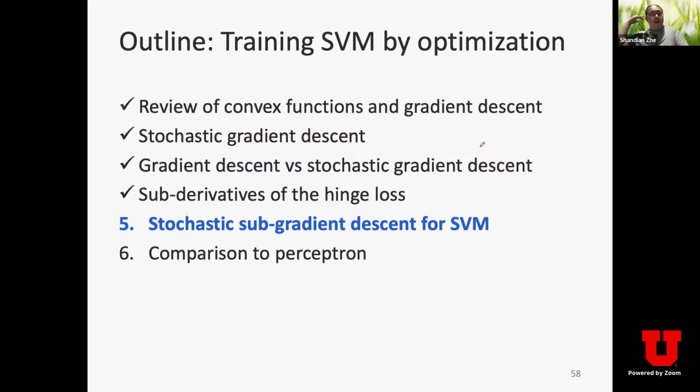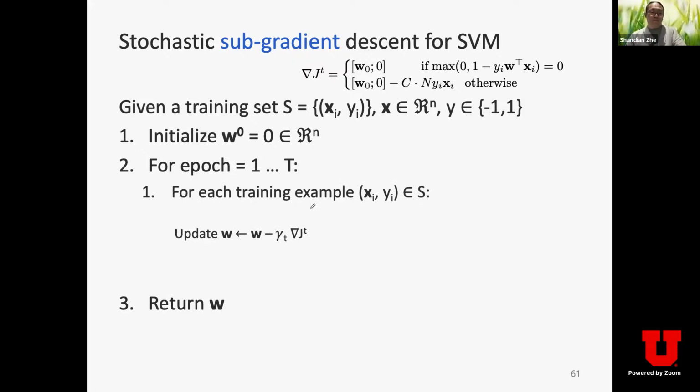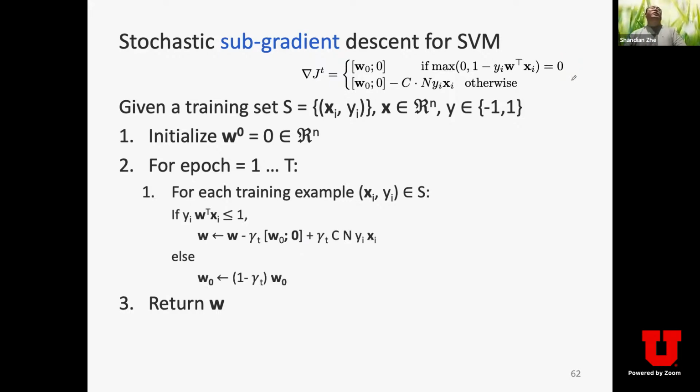Now let us try to substitute those subgradients into our stochastic gradient descent framework to get our stochastic subgradient descent training for SVM. So this is the definition of how we compute the subgradient. We initialize our weight vector, say from 0. Then we go through the training data set many times, many epochs. And then for every training example, xi, yi, we want to update our weight vector according to the subgradient. And how do we get the subgradient? Following what we have derived, here's our updating rule.